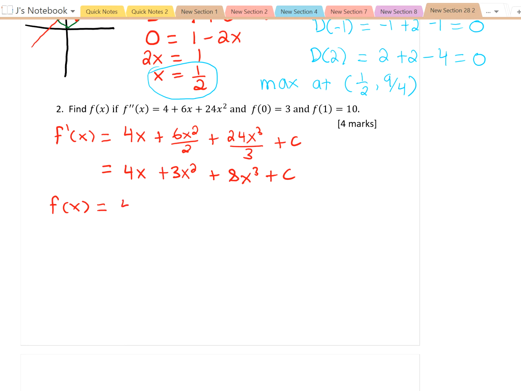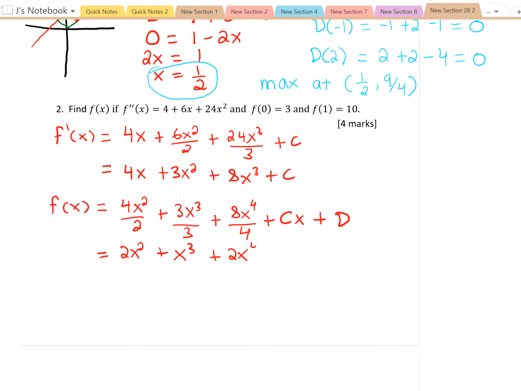The antiderivative of 4x is 4x squared over 2. Antiderivative of 3x squared is 3x cubed over 3. Antiderivative of 8x cubed is 8x to the 4 all over 4. Antiderivative of a constant is a constant times x, plus we get another constant, capital D. Okay, let's clean this up slightly. 4 over 2 is 2, so we have 2x squared. 3 over 3 is 1, so we just have an x cubed. And then 8 over 4 is 2, so we have 2x to the 4 plus cx plus d.